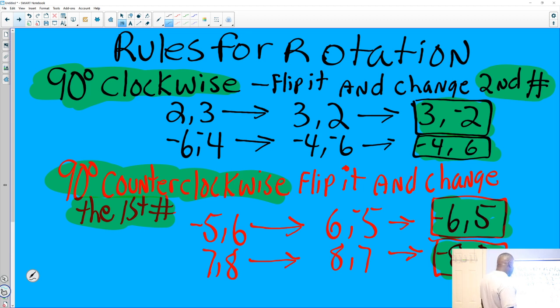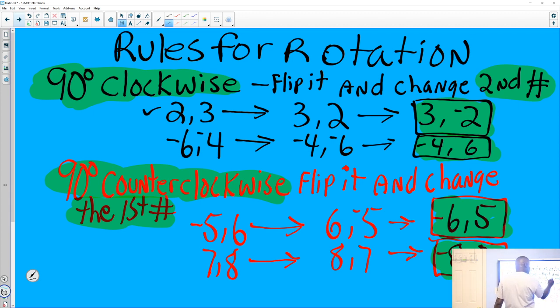90 degrees. If they ask you to do 90 degrees clockwise, you ought to flip it. Let's see if I give you this right here: 2, 3. You flip 2, 3. What I mean by flip it, I mean turn it around. When I say flip it, that means turn it around. And so 2, 3 will be 3, 2.